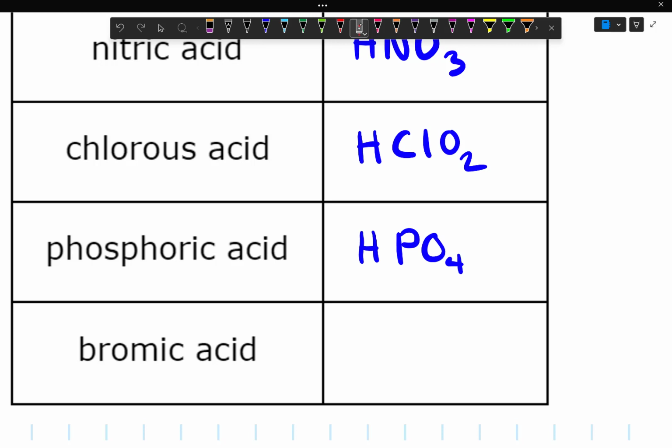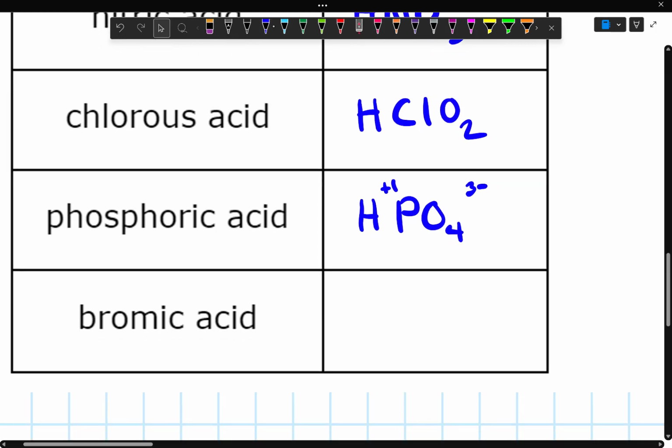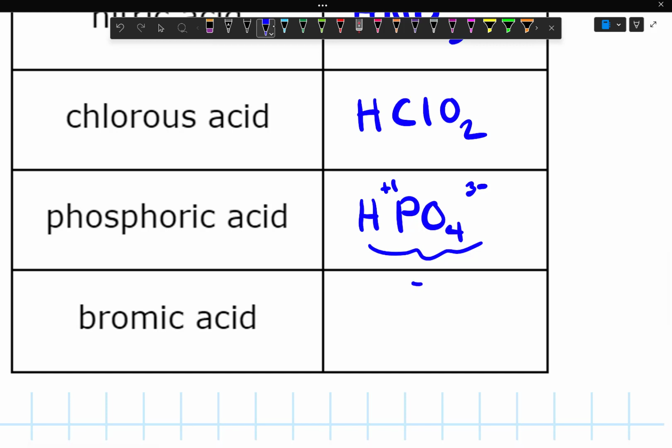Because if we add up these charges, if we've got +1 and -3, that means that our entire acid has a net charge of -2. That's not right. That's not possible. So we need to balance our compound to make it neutral.